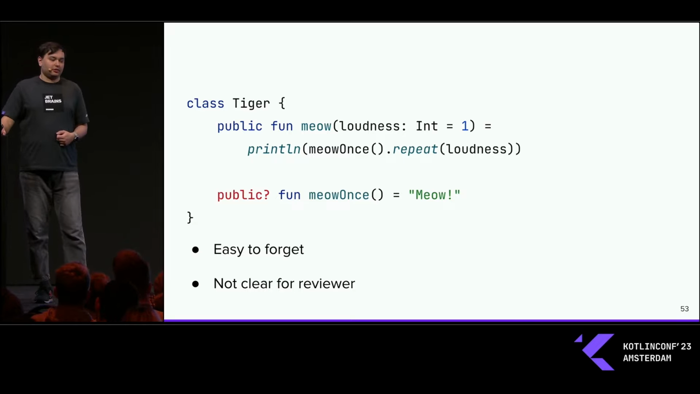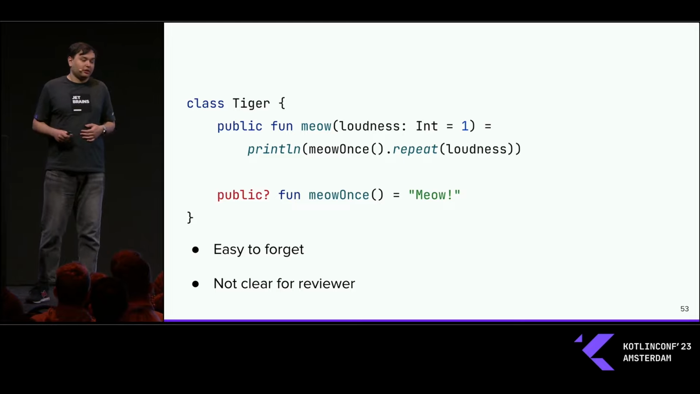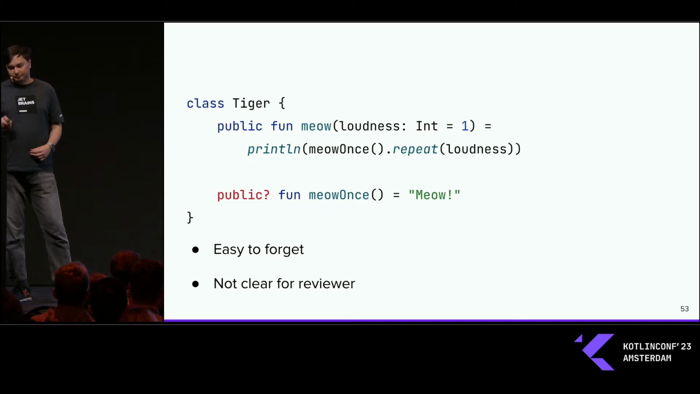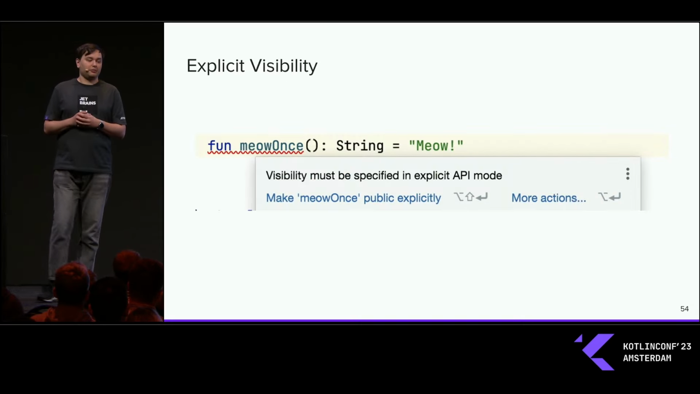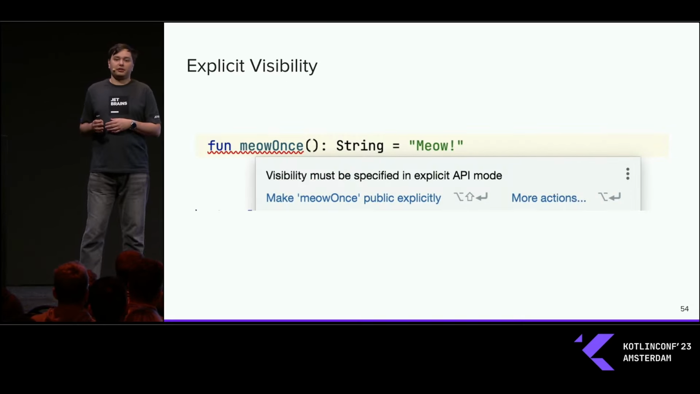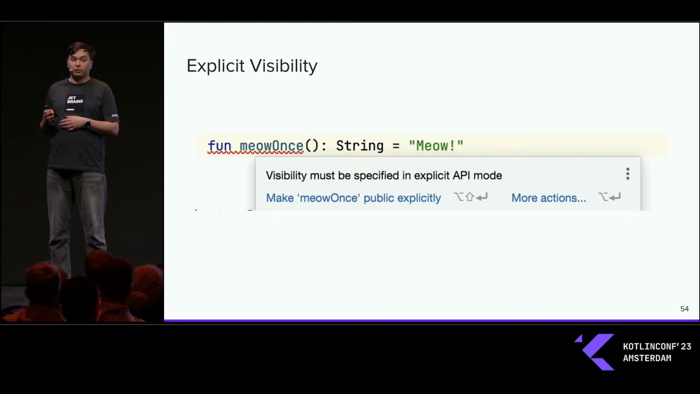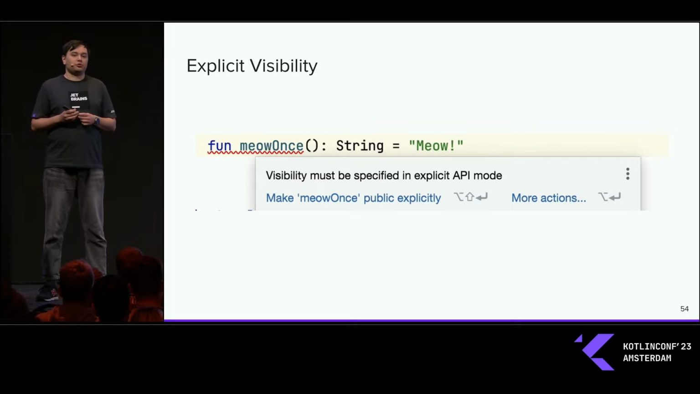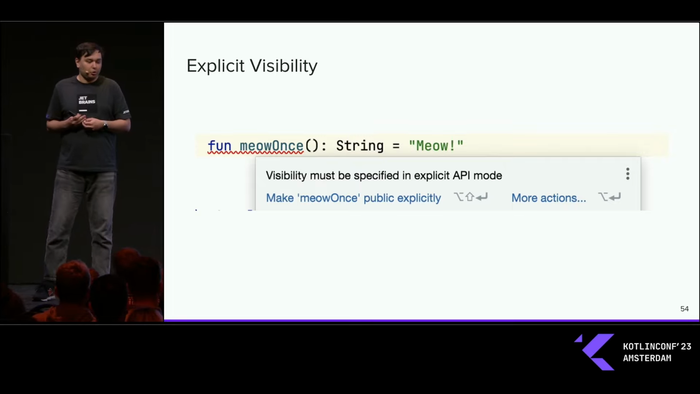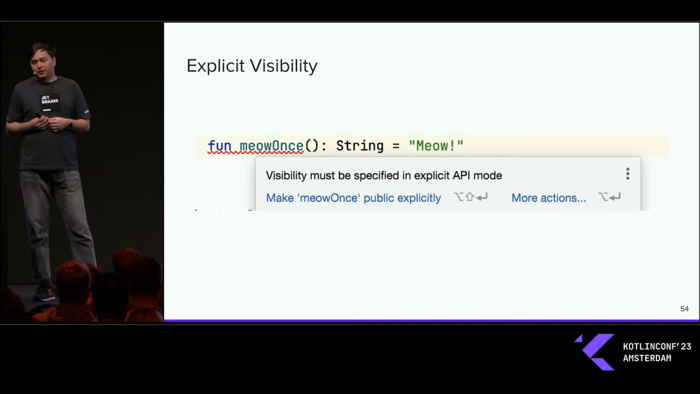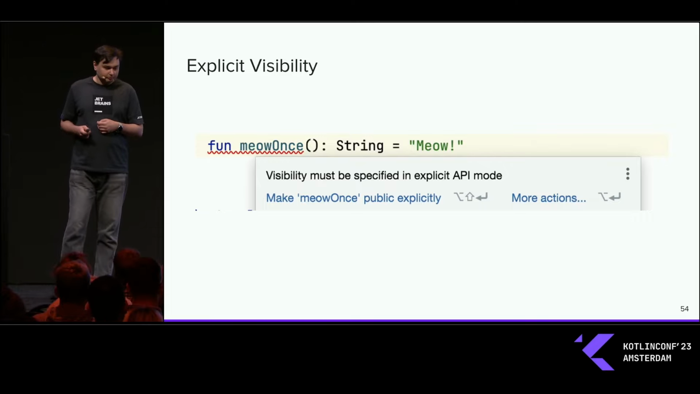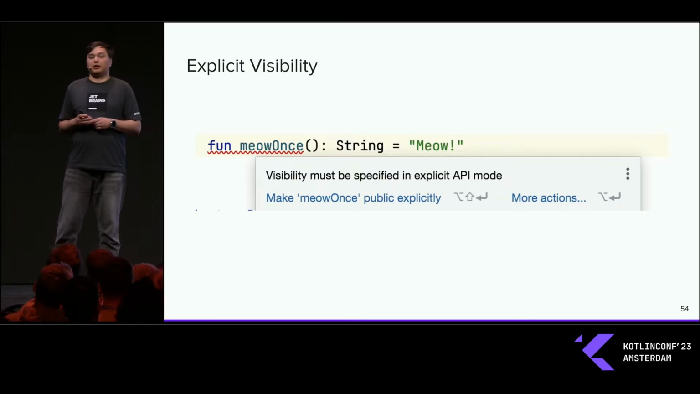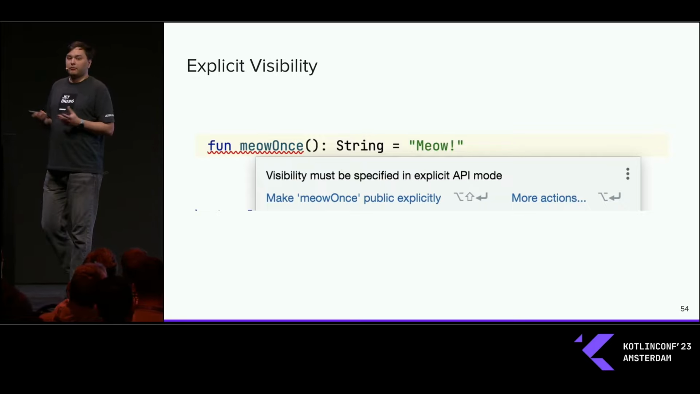So in general, it's simply easy to forget the modifier you wanted to use, and it's not clear for the reviewer. In explicit API mode, however, you are forced to write an explicit visibility for all your declarations. So if you write just fun meowOnce using the explicit API Kotlin compiler mode, it will report an error that visibility must be specified, and thus save us from the danger of forgetting the visibility modifier.